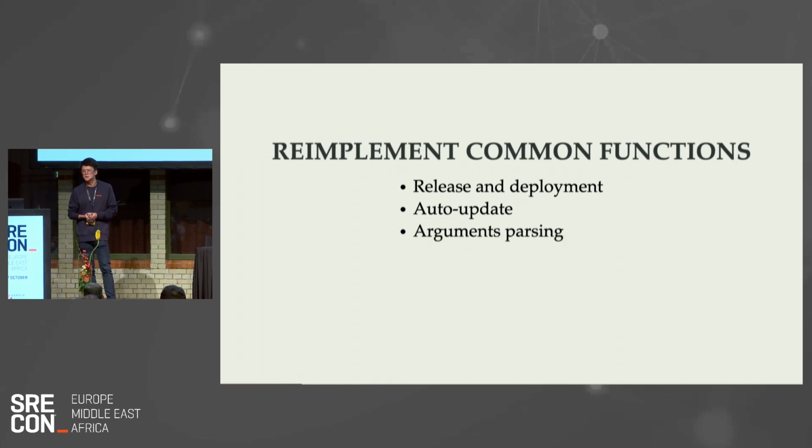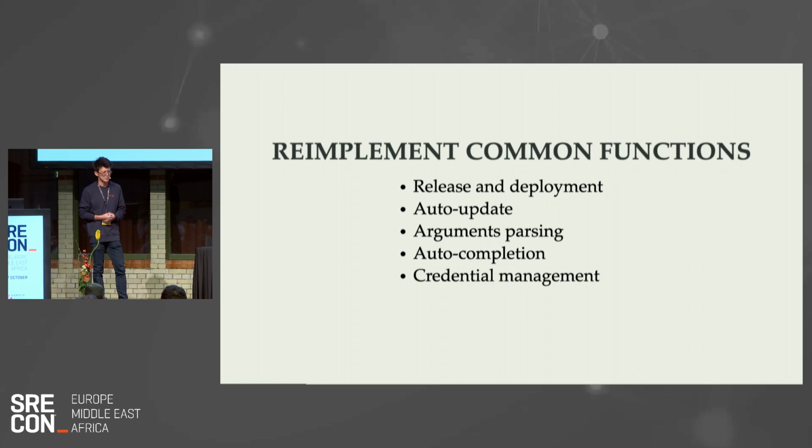Argument parsing. Compared to the graphic interface, the command line interface is very, very simple. But you have to take your time to parse all the arguments, turn that into flags and values, and then use that in your programs. Auto-completion. In case your command line tool is running in the developer's dev environment, auto-completion is a must-have. What else? Credential management. We don't want to type credentials multiple times when we run a command. The better way is to store them securely, reuse them later, and expire them in time.